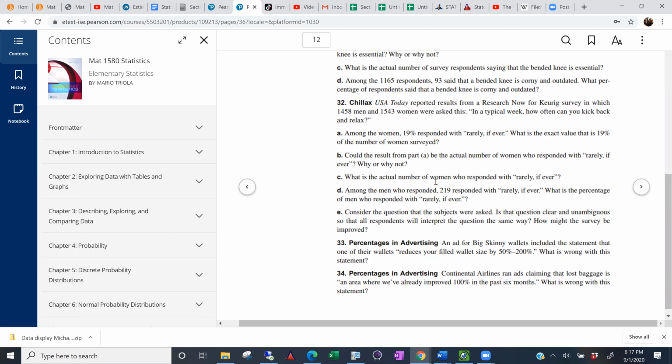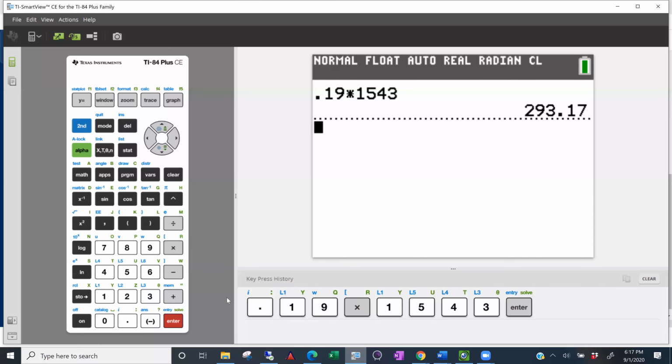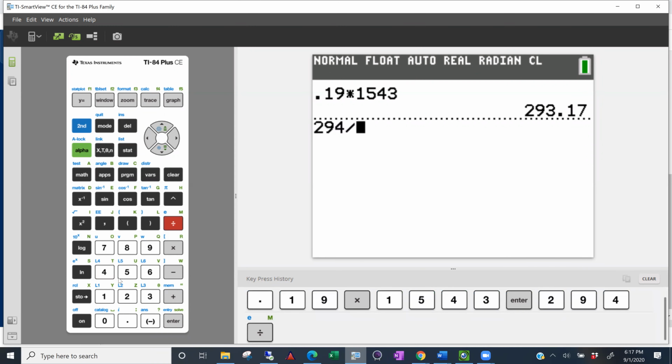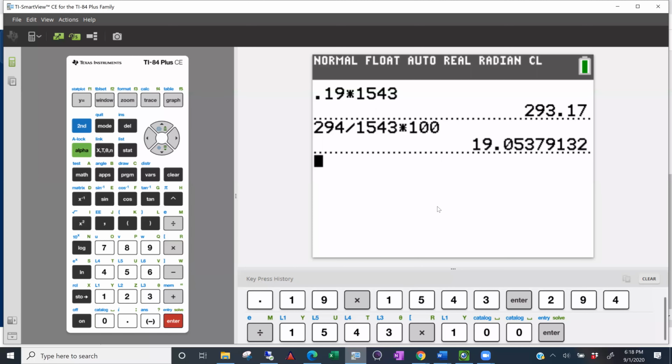So what do you think the actual number is? Part C says, what do you think the actual number of women who responded with rarely, if ever? 293? Yeah, I'd go 293. Now you can try some other ones, and some other ones will be pretty close. If we do 294 divided by 1543, and if you want, I'll times by 100 to turn it into a percentage, then that's 19.05. That would actually round to 19.1.